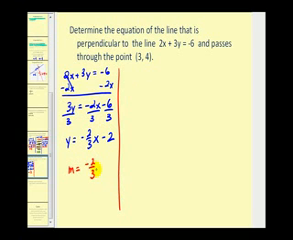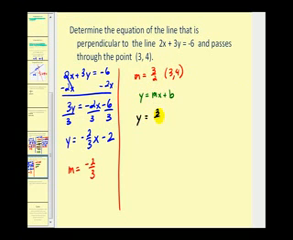Well, the line that we're looking for is perpendicular to this, so that means the slope that we want to use would be the negative reciprocal, or 3/2. So we want to find the equation of the line that has slope 3/2 and passes through the point 3, 4. Again, we can use point-slope form or we can use slope-intercept form. I'm going to go ahead and use slope-intercept form. So we know the slope is 3/2. So we know that y is equal to 3/2 x plus b.